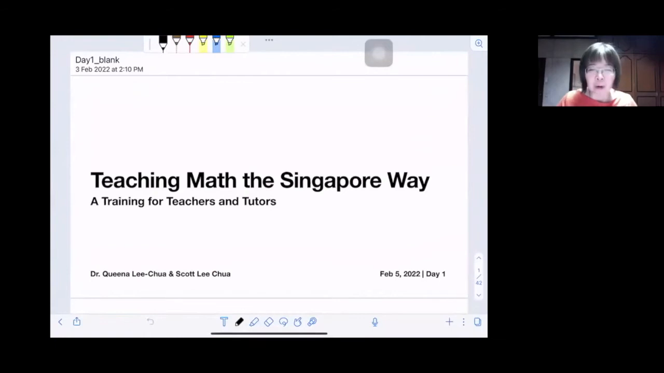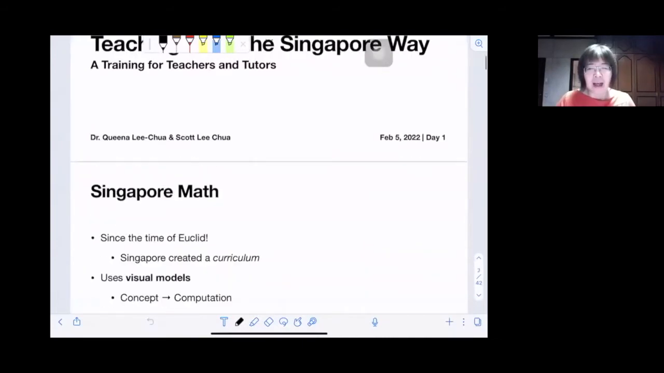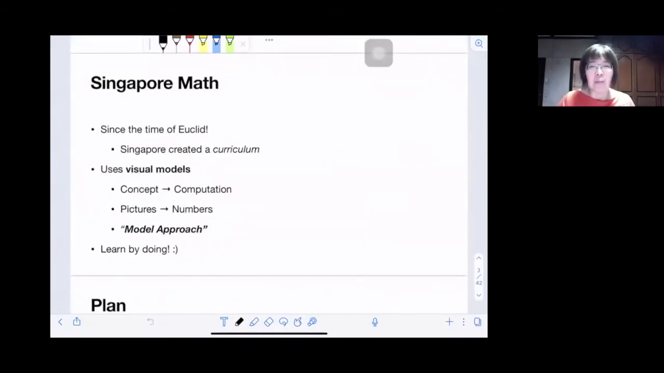So ito na yung Singapore math, teaching math the Singapore way. Di ba? So Scott, next slide. I'll show you a little bit lang of Singapore math. So yung Singapore math, hindi yan inimbento ng Singapore.